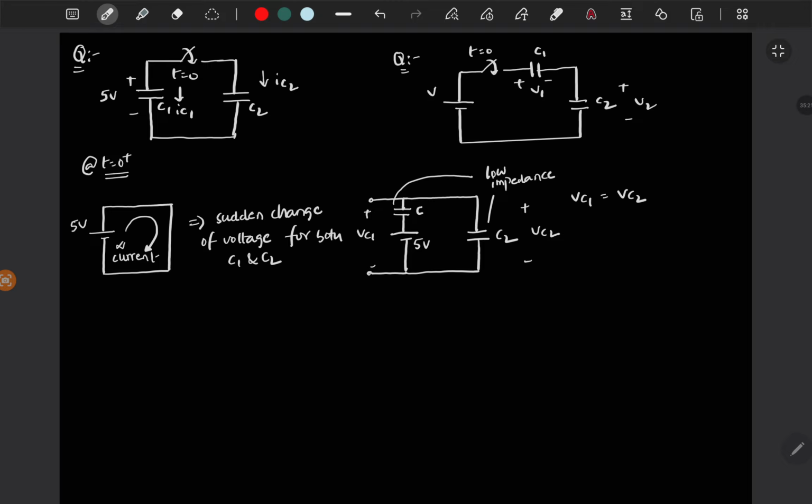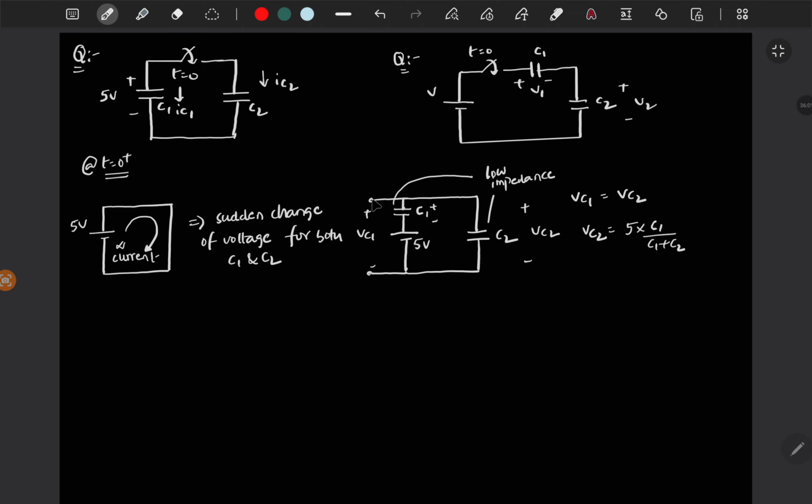Vc2 is, since two capacitors are in series, I'm assuming it has no initial voltage and this is also no initial voltage. I'm just taking out the initial voltage from that capacitor C1. So with the battery of 5 volt, you have two capacitors C1 and C2 in series. So you will get Vc2 is equal to 5 times C1 by C1 plus C2. If you find the voltage across this capacitor separately, then you will get 5 times C2 by C1 plus C2.